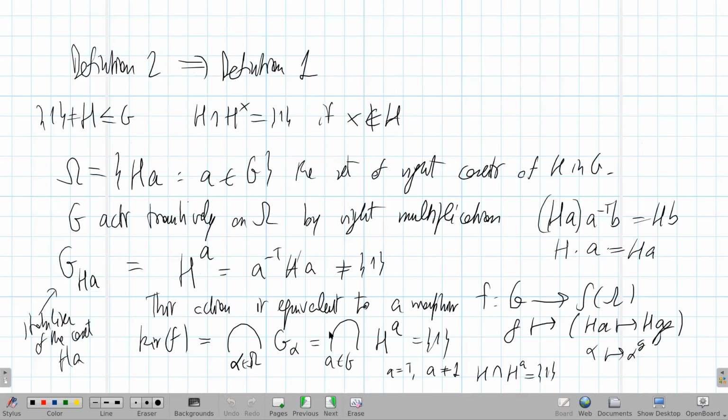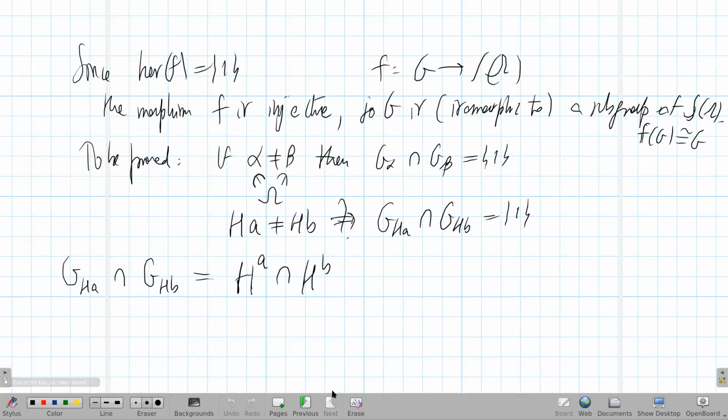Remember that the assumption we have is that H intersect H to the X is trivial if X is not in H. So to get back to this situation, we simply do the following. We have simply pulled A out, so A has disappeared here, and here you have B, A minus 1.